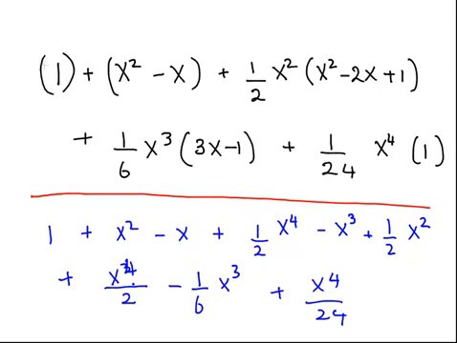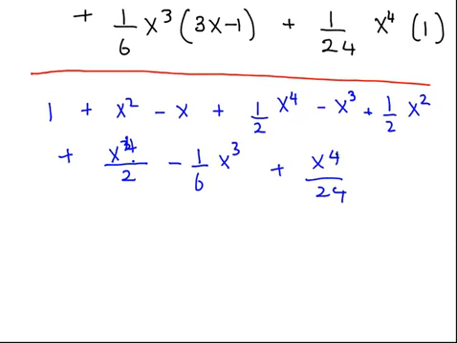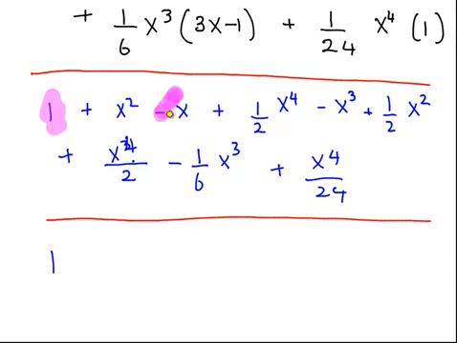Essentially what we do is we gather up all the like terms and just simplify the problem. So what we have here is just one polynomial of degree 0, so that's 1. We have one polynomial of degree 1, or x to the power of 1, that's minus x. Okay. So now what I'm going to do is look for the x squared terms. We have x squared, half of x squared. That's it. So plus 3 over 2 x squared.